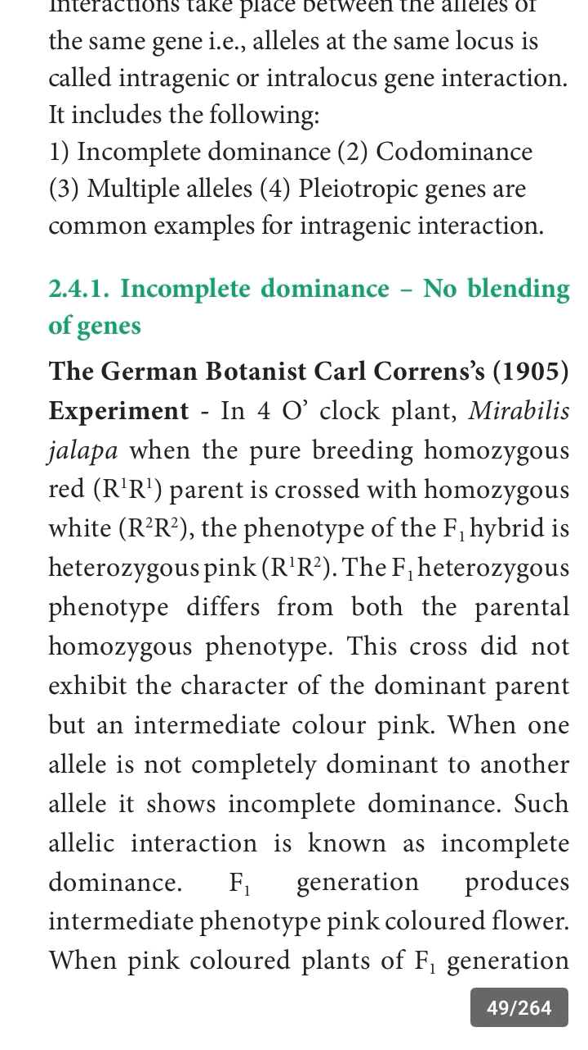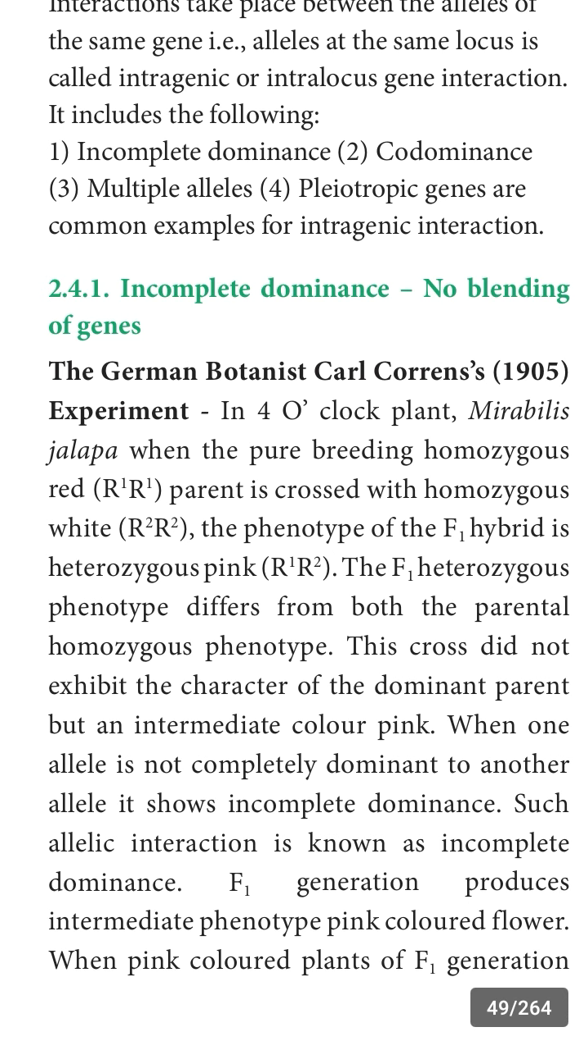So here it is, what? Both the parental characters are not seen. But what is happening there? An intermediate color is obtained. When one allele is not completely dominant to another allele, it shows incomplete dominance.